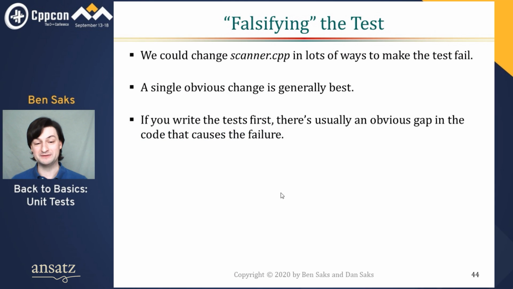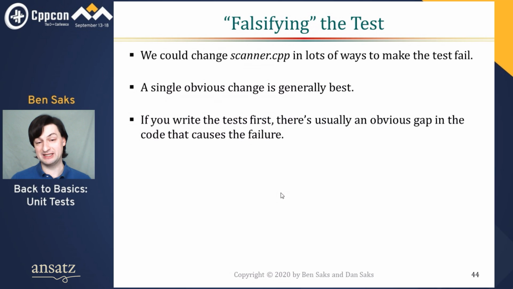So there are lots of different ways that we could change scanner.cpp to make the test fail. As is often the case, there's often one way to do things right and lots of ways that something could go wrong. If you think about the human body as a system, if your heart stops, lots of parts of your body are going to stop working at about the same time. So that will represent a failure that could show up in lots of places.